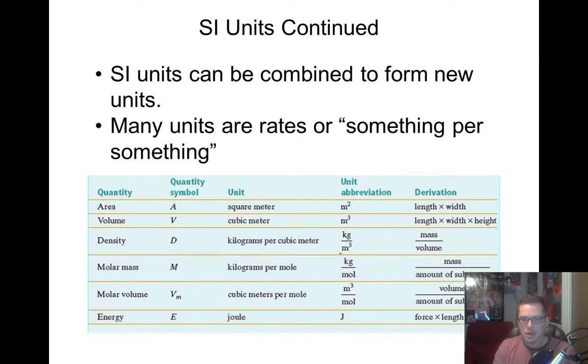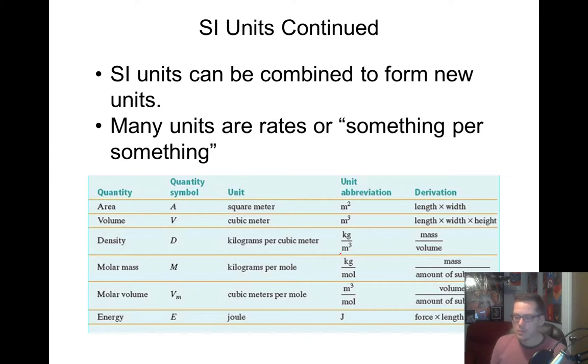The other nice thing about SI units is that they can be combined to help us get other units. Okay, so these are other SI units, but these are combined units. So area is in meters squared, volume is in meters cubed. I mean, that makes sense, right? Because area is length times width, and volume is length times width times height. Okay, and so we get meters squared, meters cubed.